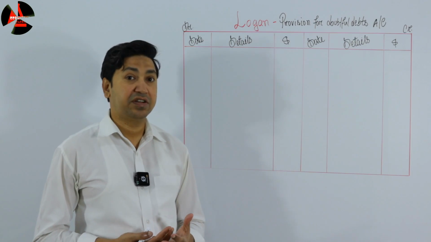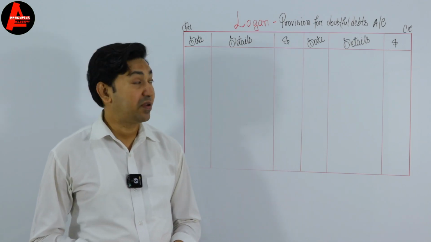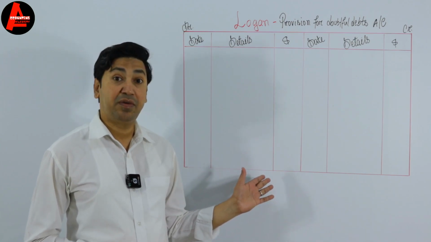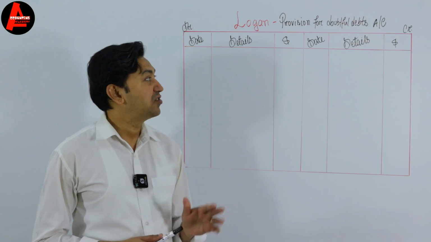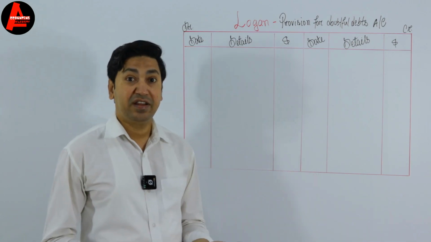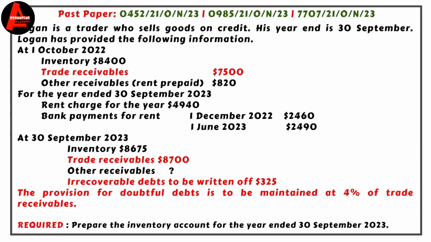So for your better understanding, we have taken a question from an IGCSE accounting past paper. I'll show you step by step how to prepare this account. Before we write, let us see the question. Logan is a trader who sells goods on credit. His year end is 30 September. Logan has provided the following information. At 1st October 2022, we have inventory, trade receivables and other receivables.